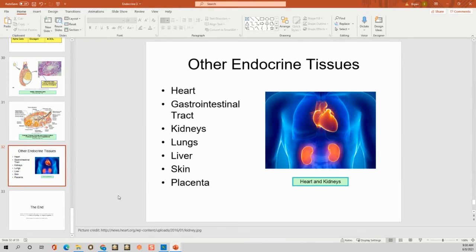A target cell is a target cell because of receptors. Tells you a lot about the digestive system, doesn't it? Whether it's your brain that's working with your digestive system, or your fat that's working with your digestive system, or your digestive system that's communicating with everything else. Your digestive system is always in communication with everything.